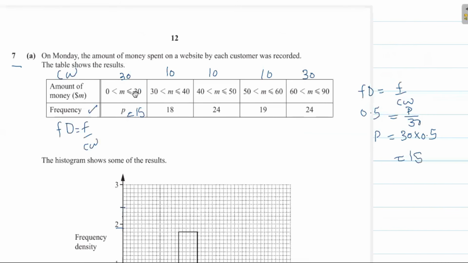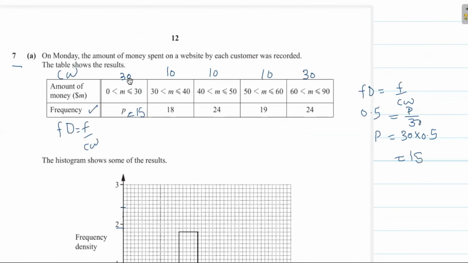To draw the histogram, firstly we find the class width, and next the frequency density. Now we divide: 15 over 30 is 0.5, 18 over 10 is 1.8, 24 over 10 is 2.4, 19 over 10 is 1.9, 24 over 30 is 0.8.